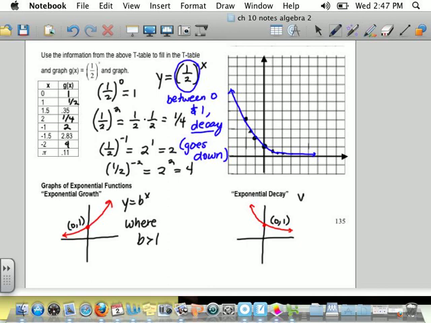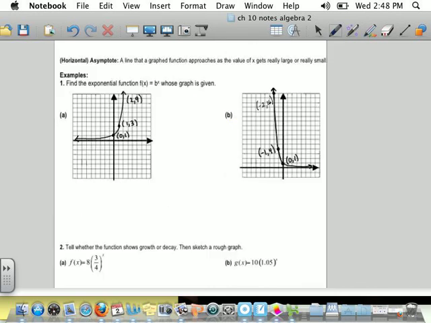All right, next up. We talked about horizontal asymptotes. These exponential functions are going to have horizontal asymptotes because you can't do 2 raised to something and get 0 out. That's not going to work. So 2 raised to something is not going to give you 0. Same with 1/2 raised to the x. That's never going to equal 0 either. So we're not going to cross the axis.